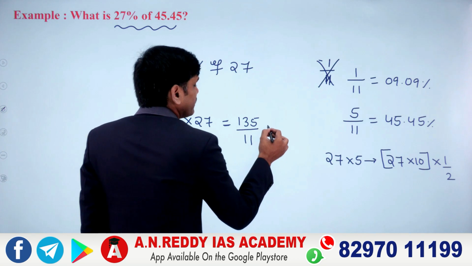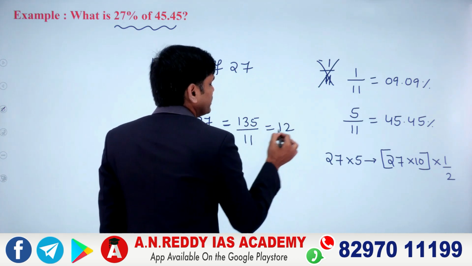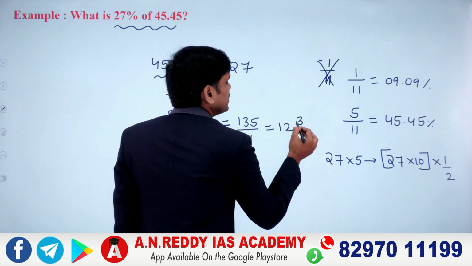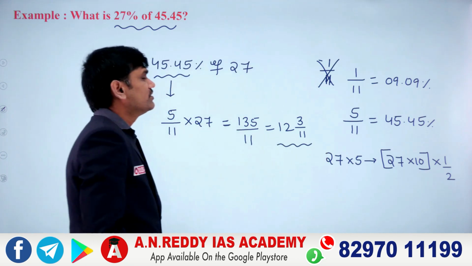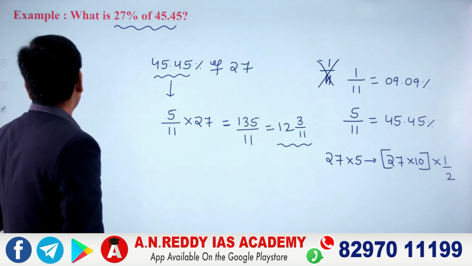Now going ahead with 11 12 132, remainder is 3 by 11. So what is the answer here? 12 3 by 11. Is that clear?